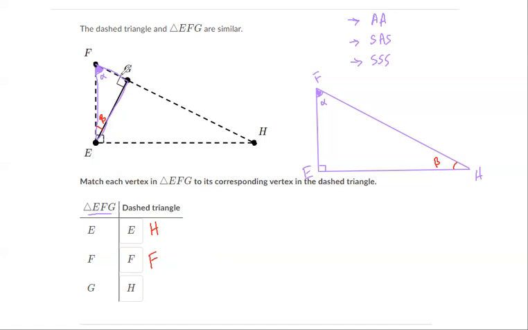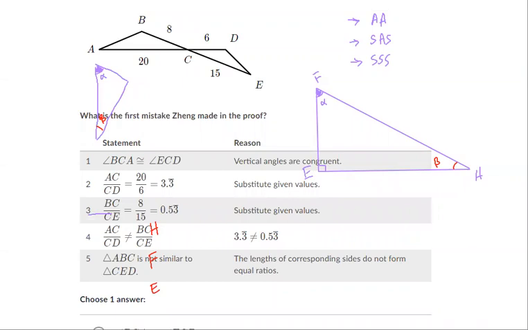And then G, which is going to be the smaller triangle, is 90 degrees. That actually corresponds to E. So I should be getting these guys, okay? So let me change those. So H has to be here, F has to be there, and E has to be there. Okay, I think that's correct. So let's move on to the next one.